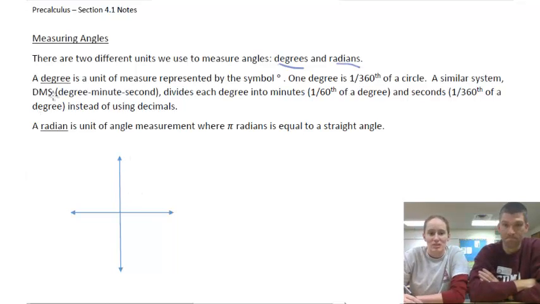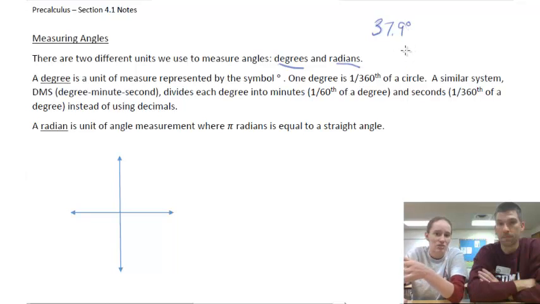Okay. A similar system called DMS, which stands for degree, minute, second, goes a little further. Like with regular degree mode, you can end up with things like 37.9 degrees. But in degrees, minutes, seconds mode, they take whatever the decimal part is and they keep dividing it into minutes and seconds. And so that's like when we have hours, minutes, and seconds. Right. It's pretty much exactly equivalent to that.